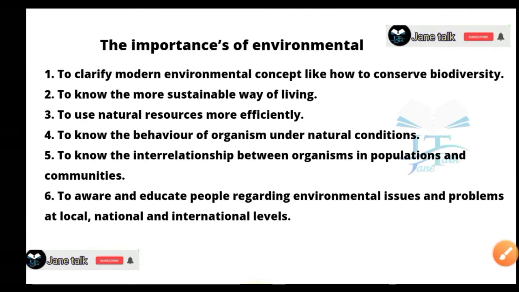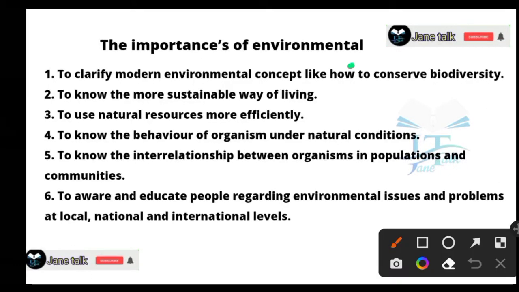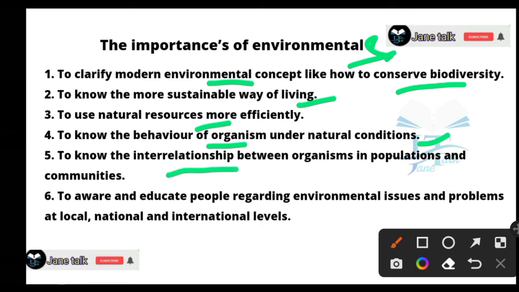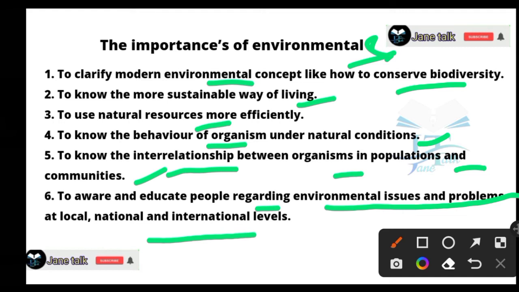Okay, so now the next point is the importance of environmental studies. What is the importance? Why do we do it? Okay, to clarify the modern environmental concepts, like how to conserve biodiversity, to know the more sustainable way of living, to use the natural resources more efficiently, to know the behavior of organisms under natural conditions, to know the interrelationship between organisms in the populations and the communities. Okay, to make people aware of and educate them regarding environmental issues and problems at the local, national and international level.